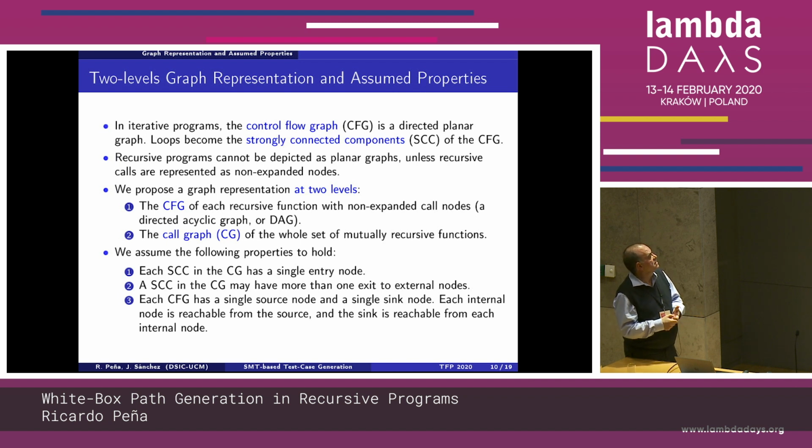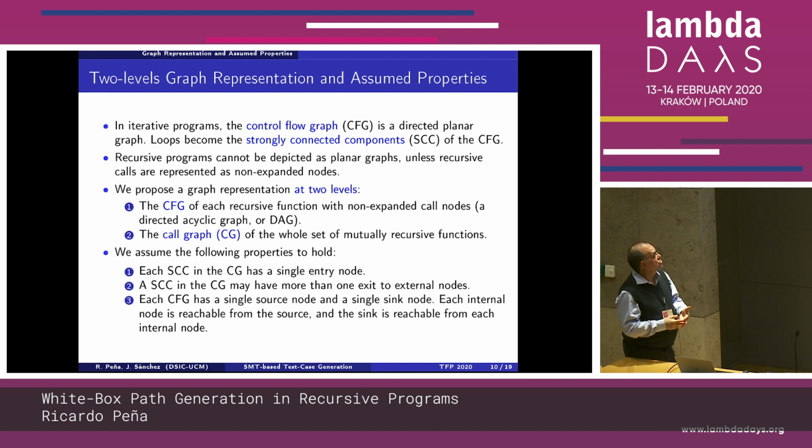It is a directed acyclic graph. And another part of the representation is the call graph. There you see the whole set of mutually recursive functions. These graphs are not arbitrary, because if they were arbitrary, finding paths there would not be easy. But as these graphs come from programs written in a programming language, you can assume some properties.